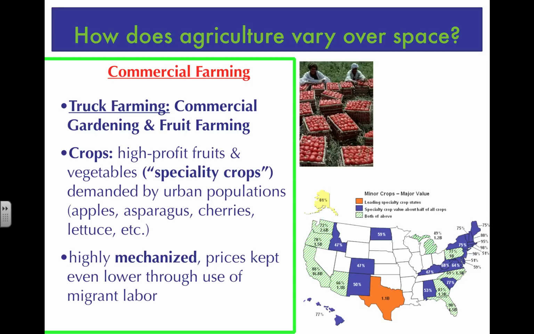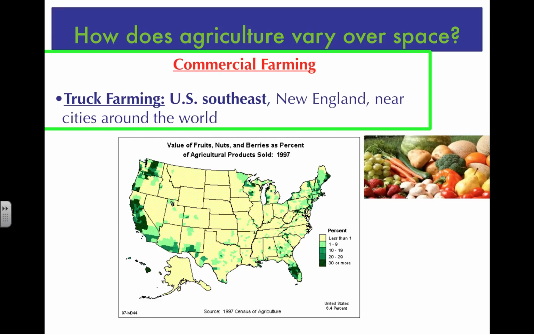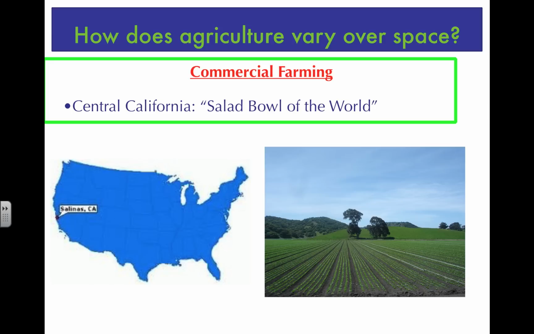These processes are highly mechanized, and the prices of these goods are often kept even lower through the use of migrant labor. So migrant labor helps drive down the costs that are associated with these crops because all of these specialty crops are highly perishable. So it's important to keep costs down to maximize profits in this way. Truck farming, or commercial gardening, is primarily present in the United States in the Southeast, in New England, and near cities around the world. So again, the von Thunen model concept still applies, that the perishable nature of these fruits and vegetables means that people must keep them close to population centers.